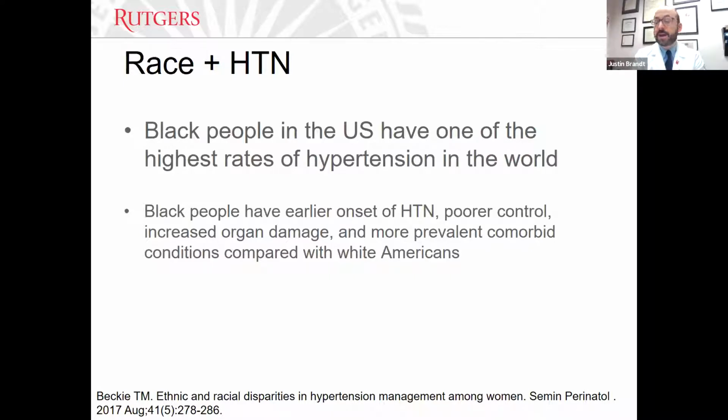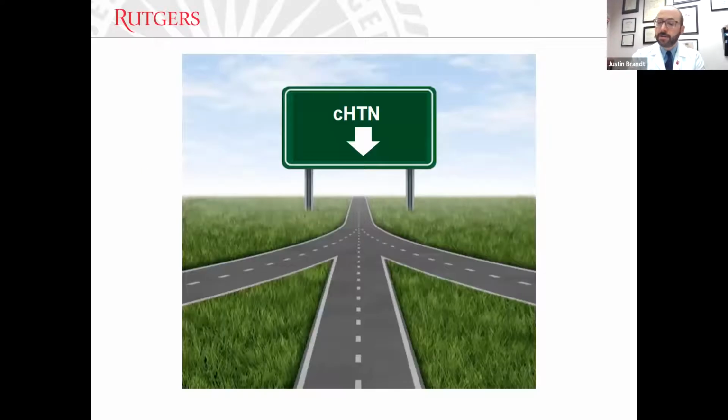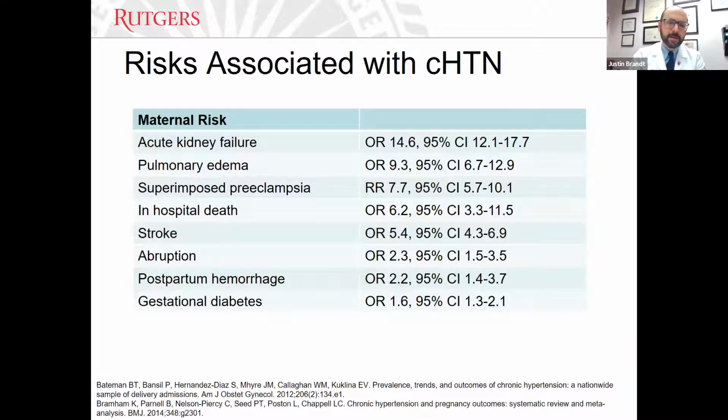Black people in the United States have one of the highest rates of hypertension in the world. Black people have earlier onset of hypertension, have poor control, increased end organ damage, and more prevalent comorbid conditions compared to white Americans. So we've just looked at an exploration of factors such as maternal age, obesity, and race, and the interplay leading to increasing rates of chronic hypertension and likely contributing to the increasing rates of preeclampsia with severe features as well. And that leads us to a discussion about the risks of chronic hypertension and why this is such a significant issue in pregnancy.